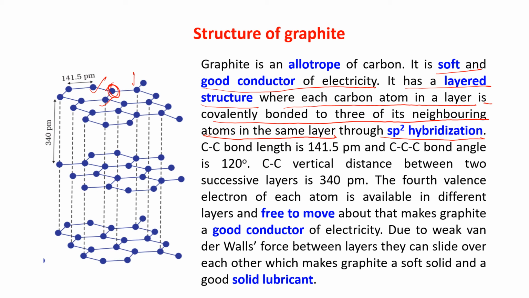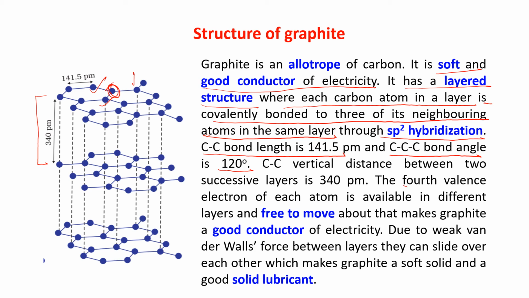In diamond it is sp3 hybridization. In graphite it is sp2 hybridization, and their carbon-carbon bond length is 141.5 picometer and their carbon-carbon bond angle is 120 degrees, and the distance between the 2 layers is 340 picometer.